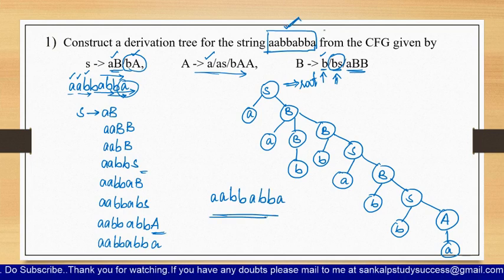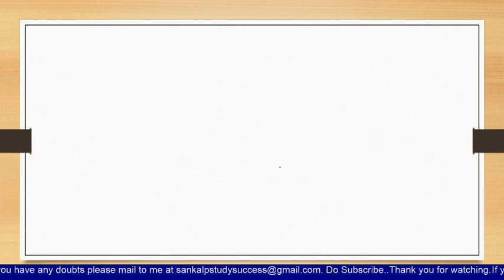That means if we are ending up with our input string, then the derivation tree which we have drawn is correct. So in this way we are going to first derive the derivation, and then we are going to draw the derivation tree for the given input string. Now let us see what the leftmost derivation and also the rightmost derivation are.